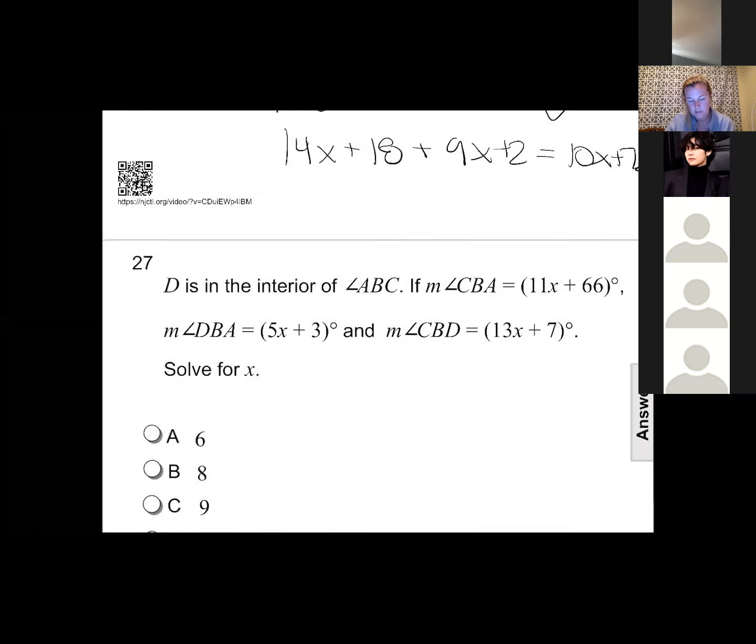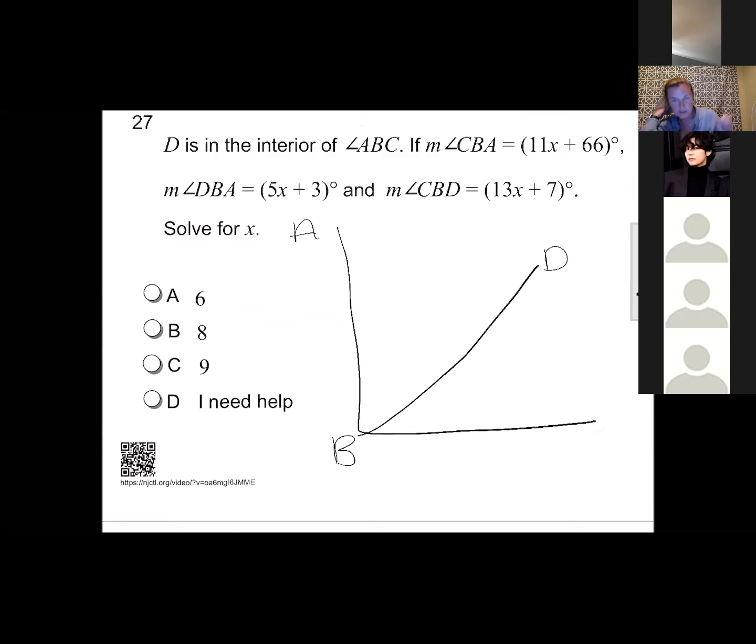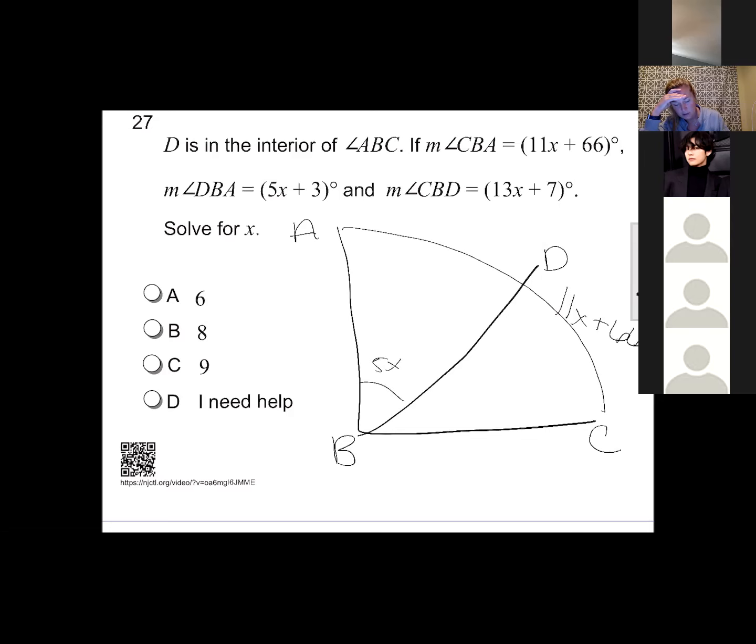We are kind of nearing the end of examples here. I will go ahead and draw this one for you as well, which I did before you took the knowledge check. So we have this, and it says D is in the interior, so we know it's out here. Then we have A, B, and C, okay? Then it tells us CBA, which is the entire outside, is 11x plus 66. It tells us DBA, which is right here, is 5x plus 3. And then it tells us that this angle right here is 13x plus 7.